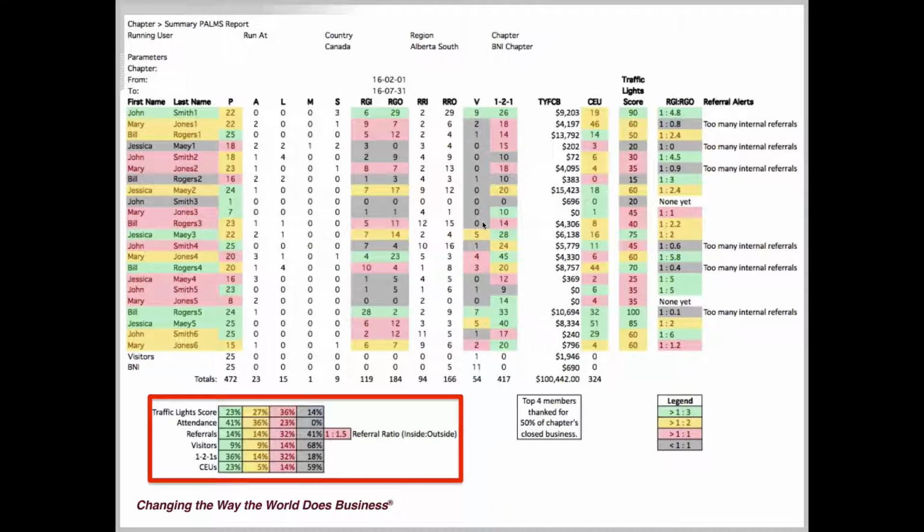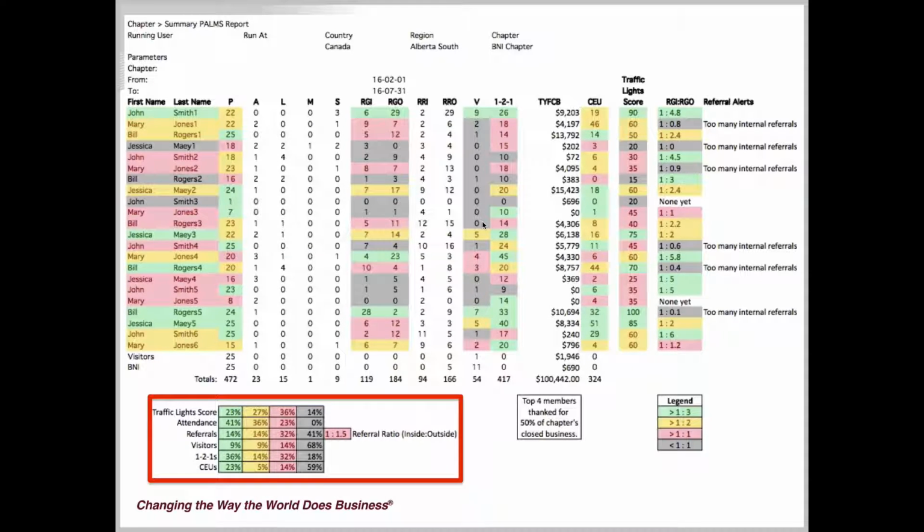Similarly, for the other aspects of power of one, attendance, referrals, visitors, one-to-ones, and CEUs, I calculate the number of members who are in the green, yellow, red, and gray categories. For referrals, there's one extra calculation you can see off to the right side there, and that is the ratio of inside to outside referrals overall for the chapter. In this case, it's 1 to 1.5, which is a coding of red.